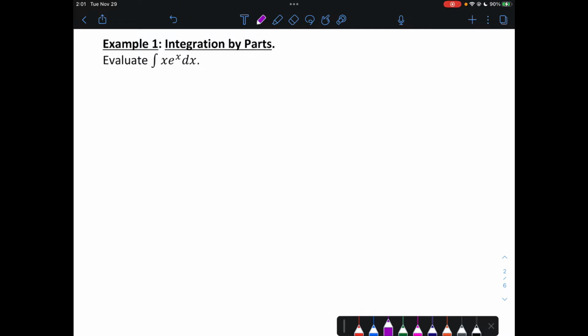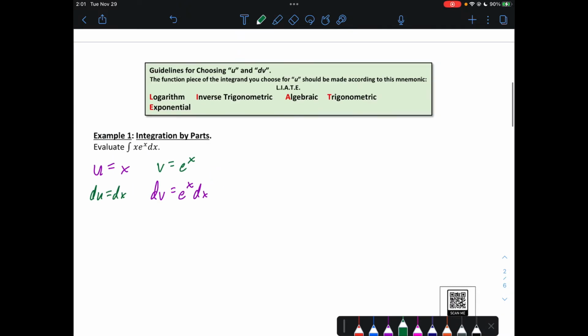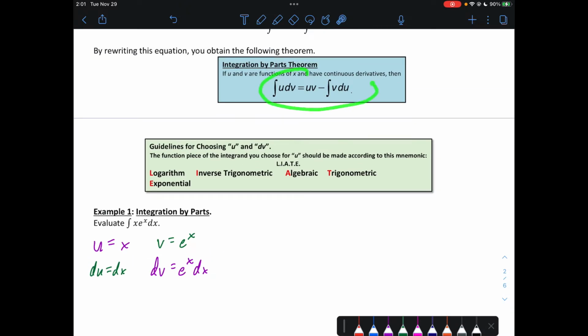Okay, so there's no logarithm, there's no inverse trig. So that means we probably want our algebraic, our polynomial part, to be our u. So let u equal x, and then the rest of it to be our dv. So dv equals e to the x dx. All right, so then du would equal 1 dx, and integrating the dv part, you would get v equals e to the x.